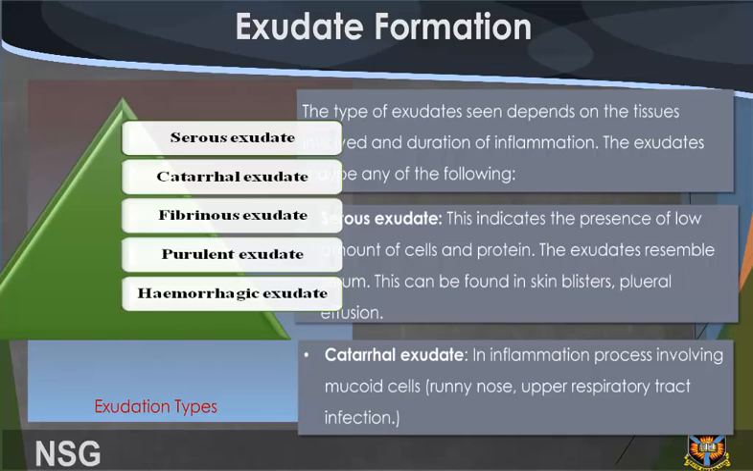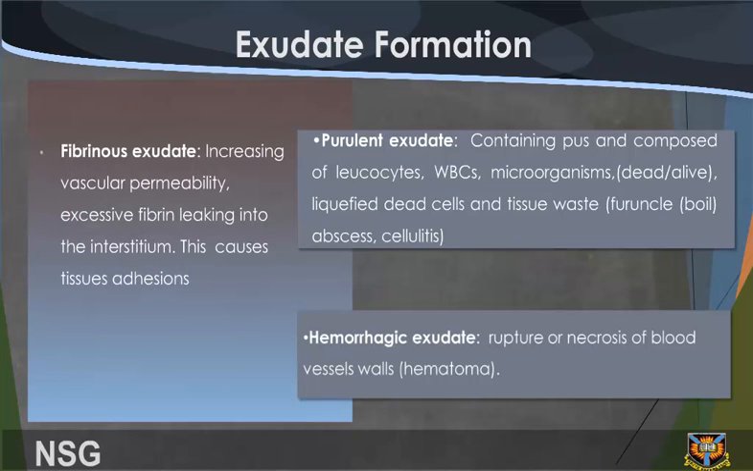Catarrhal exudate. Seen in inflammation processes involving mucoid cells, such as running nose, upper respiratory tract infection. Fibrinous exudate. Increased vascular permeability causes excessive fibrin leaking into the interstitium. This causes tissue adhesions.